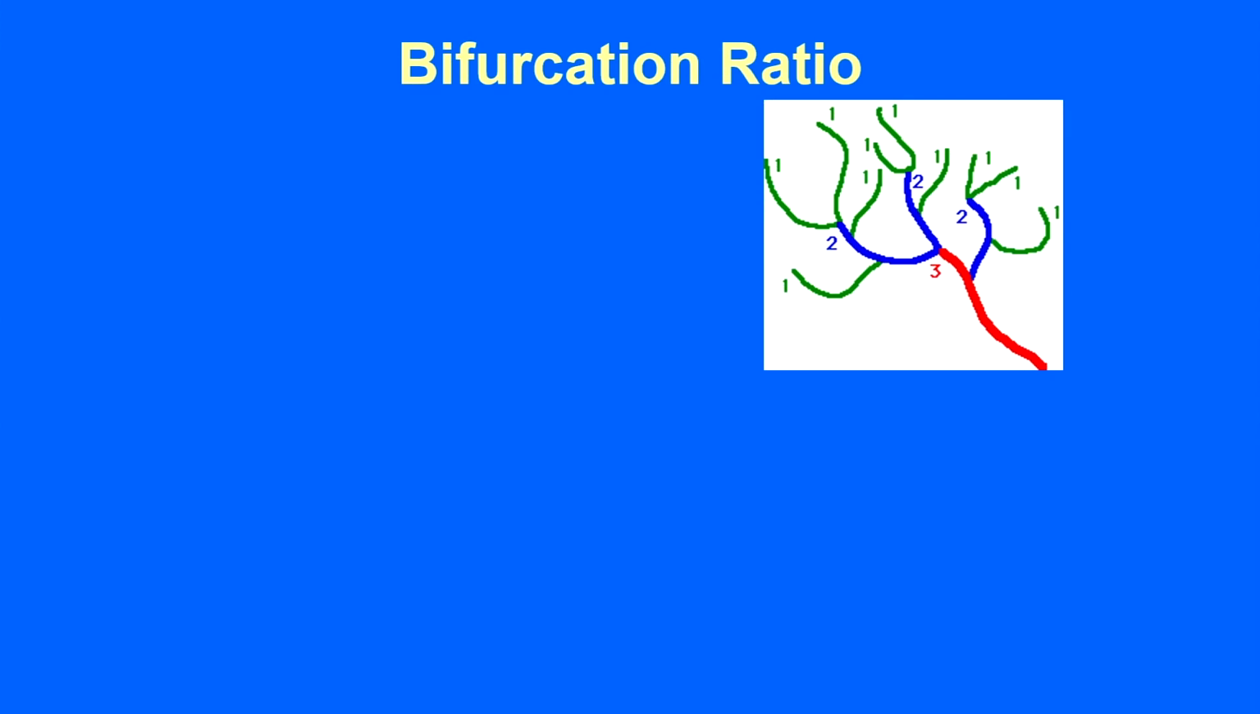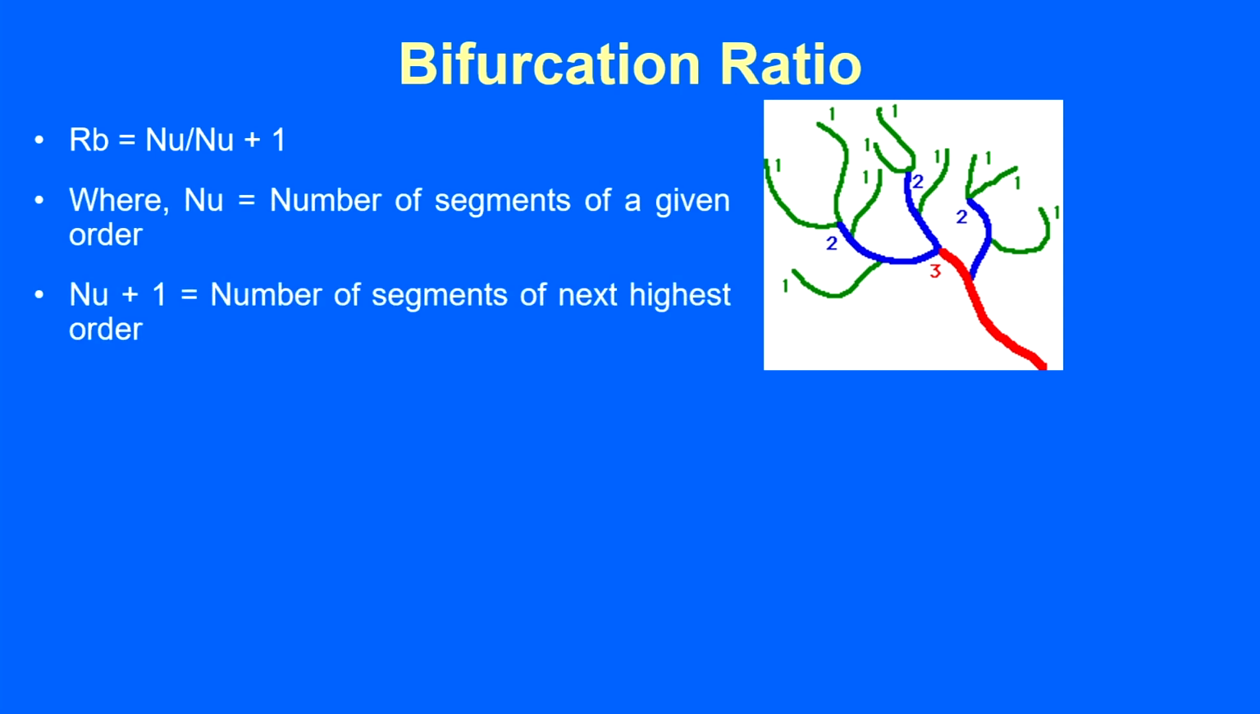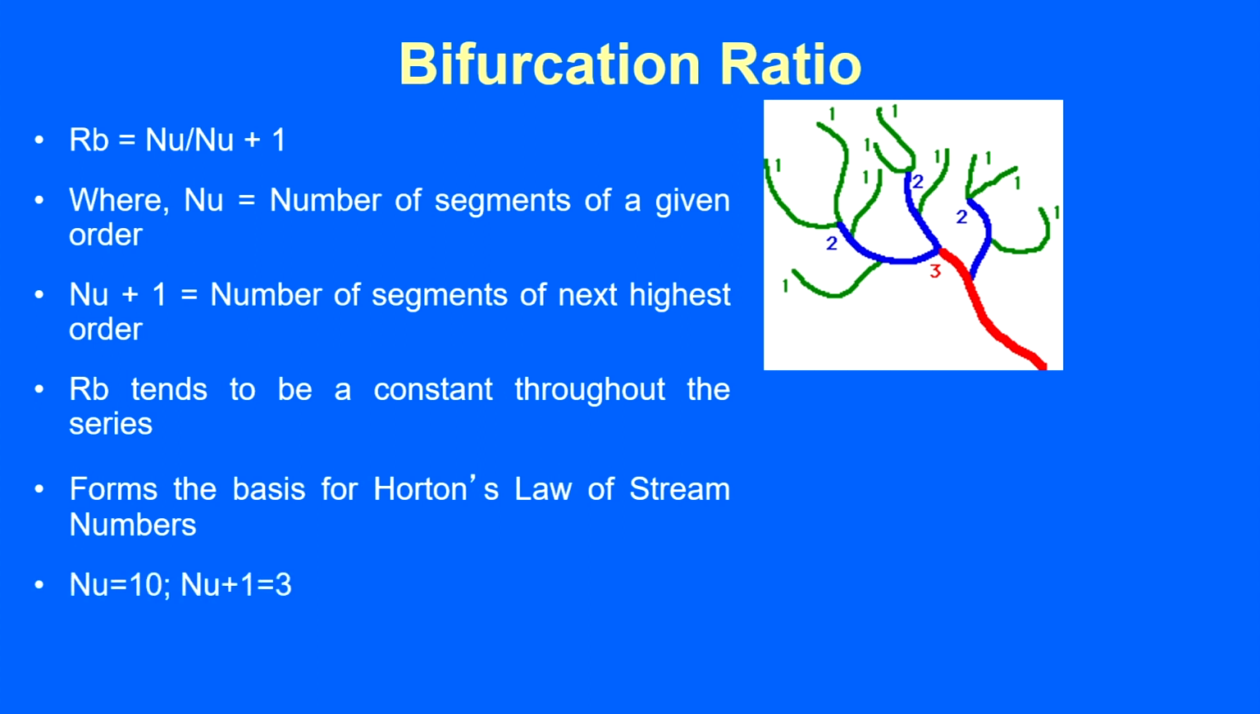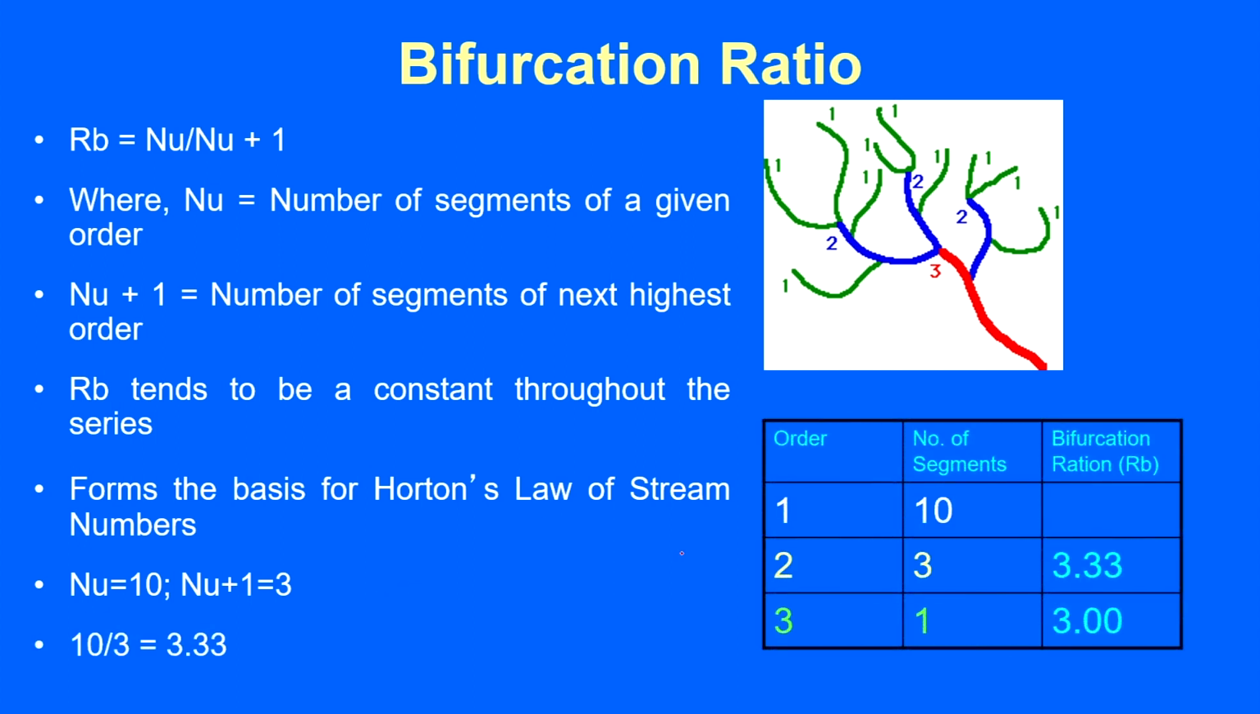So, when we are looking at this part, the bifurcation is represented by a simple equation here. RB is the bifurcation ratio, and you have Nu divided by the number of streams of the next higher order, Nu+1. And that will give you the ratio. So, for example, you can also use that, and this is as per Horton's law, but we can use what we have discussed in the previous slide.